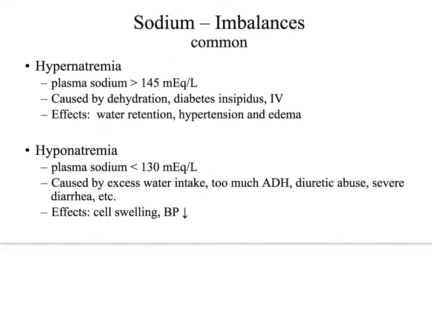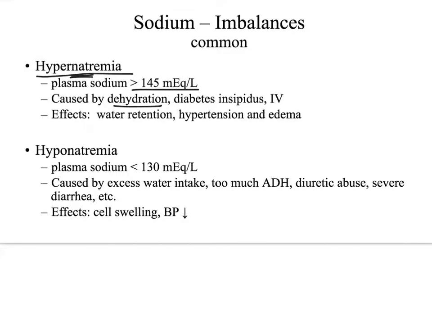Okay, so sodium imbalances, these are actually pretty common. Well, no, I have common here and I have rare. I think in your book it says it's common, but our body is actually really good at getting rid of sodium. Our kidneys are very good at that. So the first one I have is hypernatremia, and I want you to be able to recognize that. You'd have greater than 145 milliequivalents per liter.